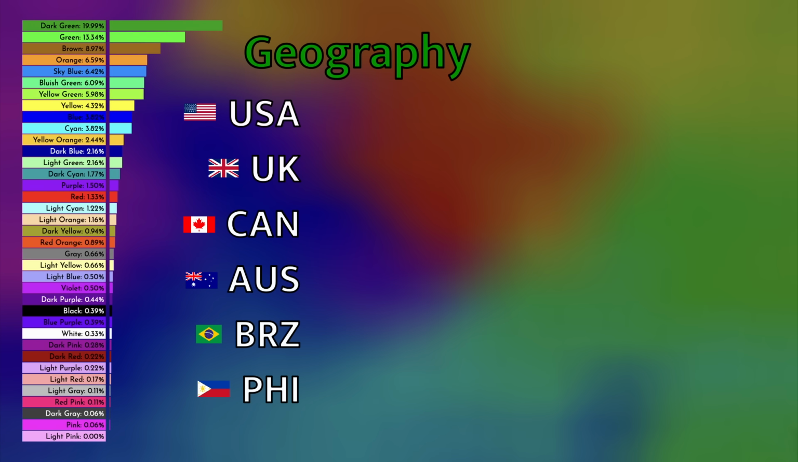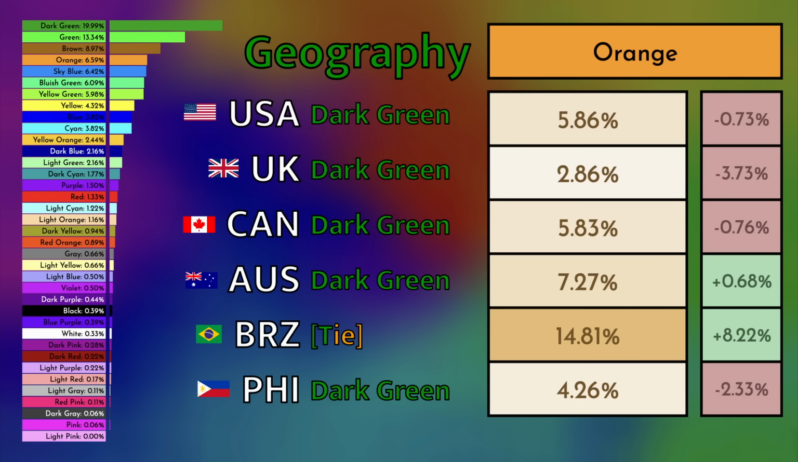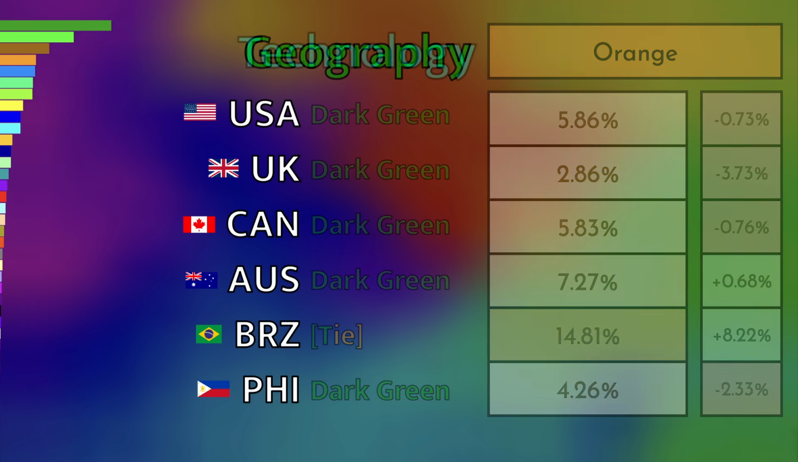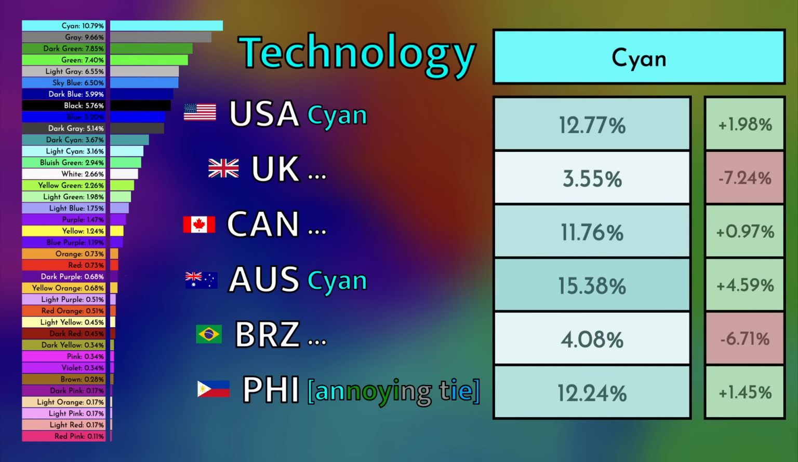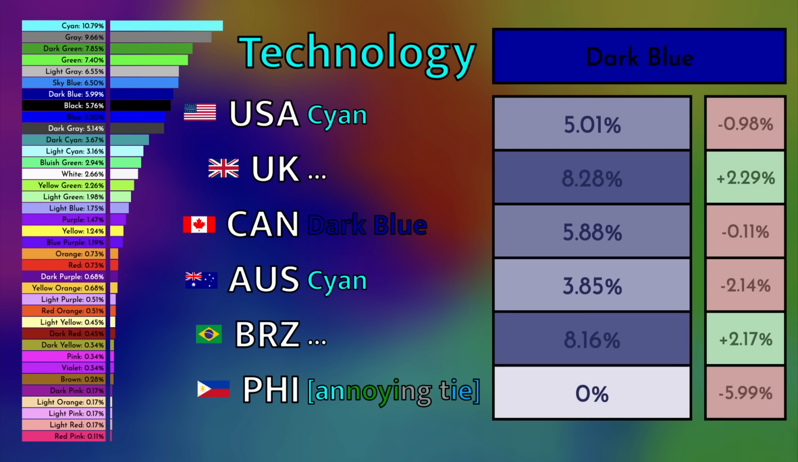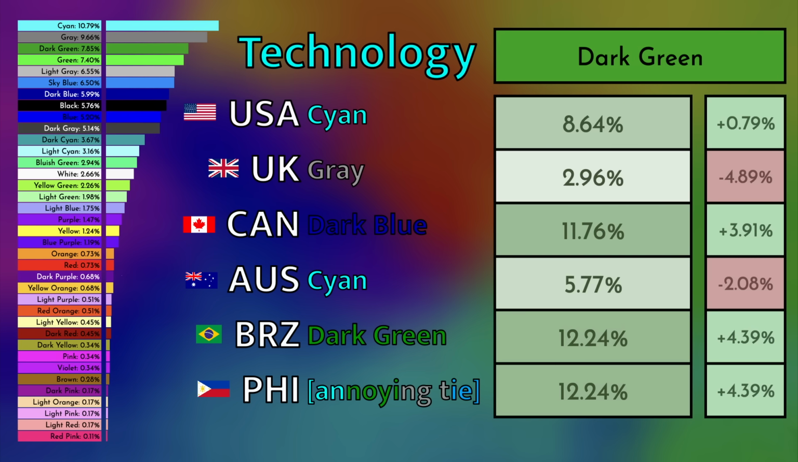Geography had a similar story in which nearly every single country chose dark green, with Australia especially heavy on dark green, but the one difference was that Brazil oddly had a much higher percentage of orange submissions, tying with dark green. Technology had a couple of minor differences. Firstly, the United Kingdom was much more split, winning with dark blue, Canada ended up winning with grey, and Brazil favored the greens over the cyans.